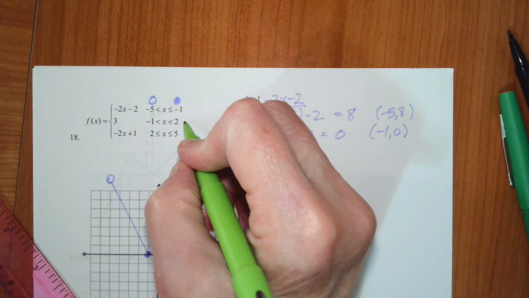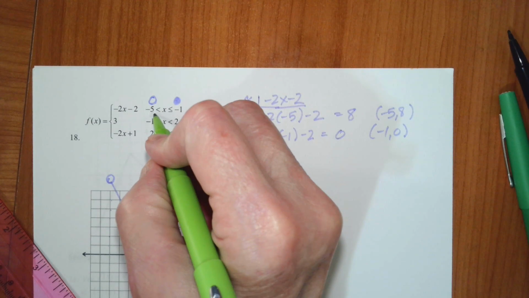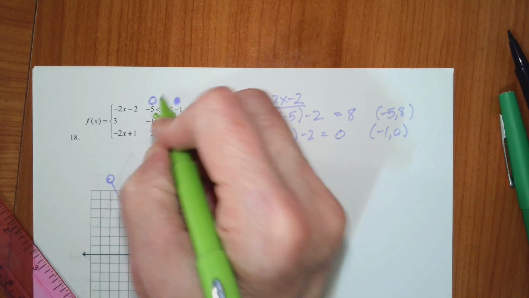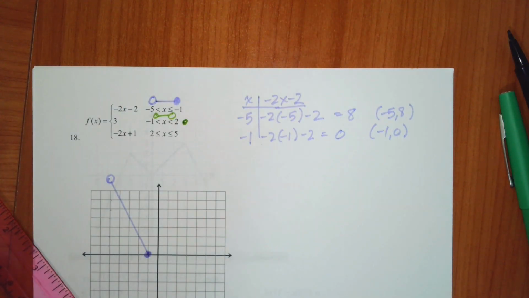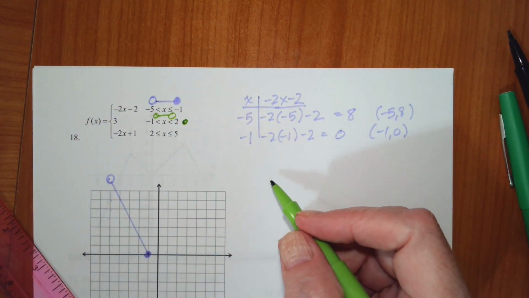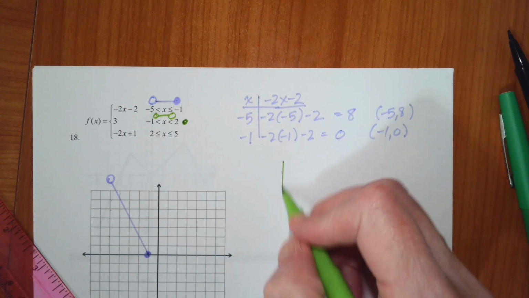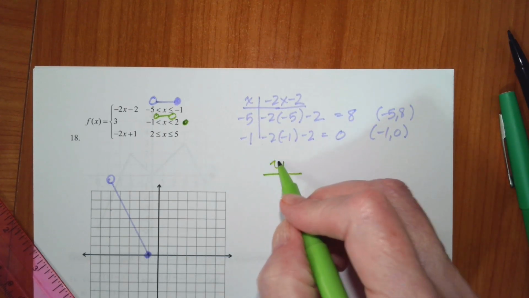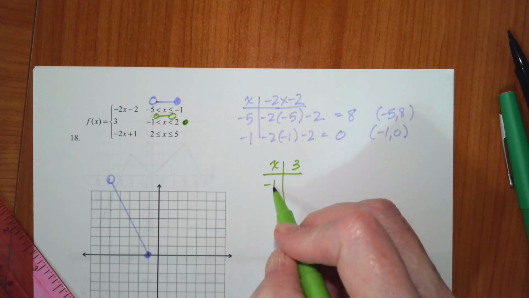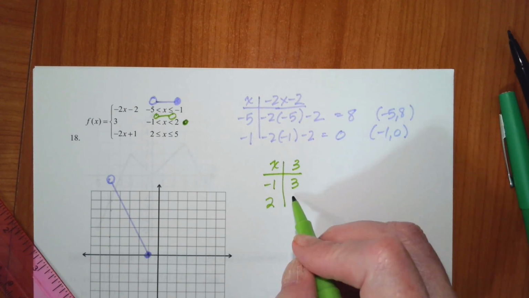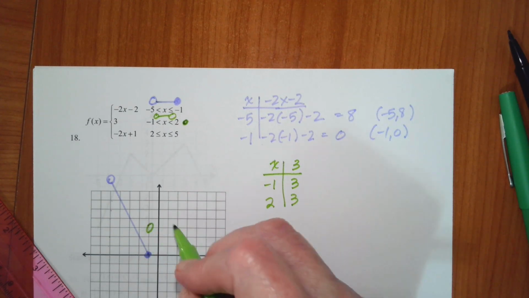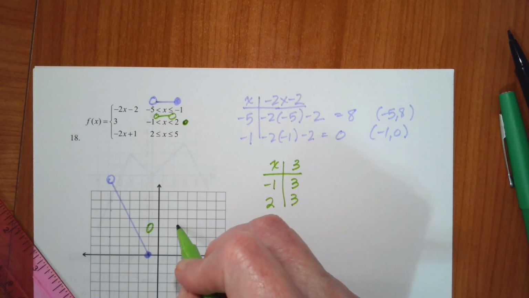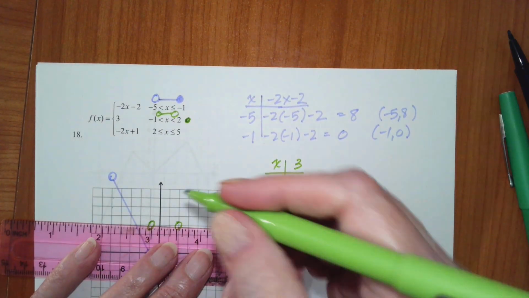Okay, this function, again, is a constant function. It has an open circle and an open circle. And again, this includes everything in between. So the points I've got: x and 3. If x is negative 1, y is 3. If x is 2, y is 3. So I go 1, 2, 3, open circle, 1, 2, 1, 2, 3, and connect my dots.